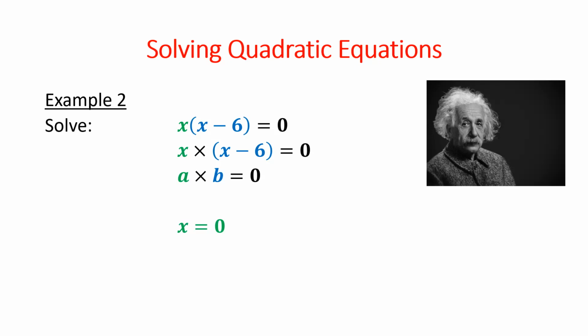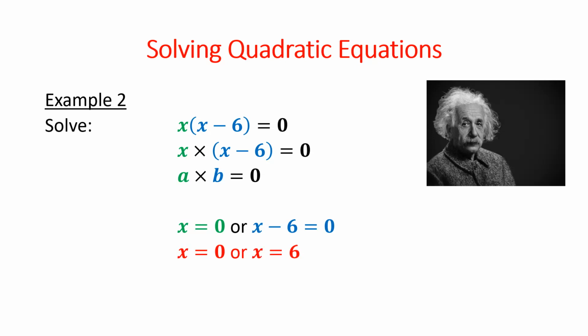So our first factor has to be 0, because 0 times something has to be 0. So x could be 0 is one solution. And the other possibility is x minus 6 is 0. So the two solutions we're looking for in this problem: x is 0 and x is positive 6.